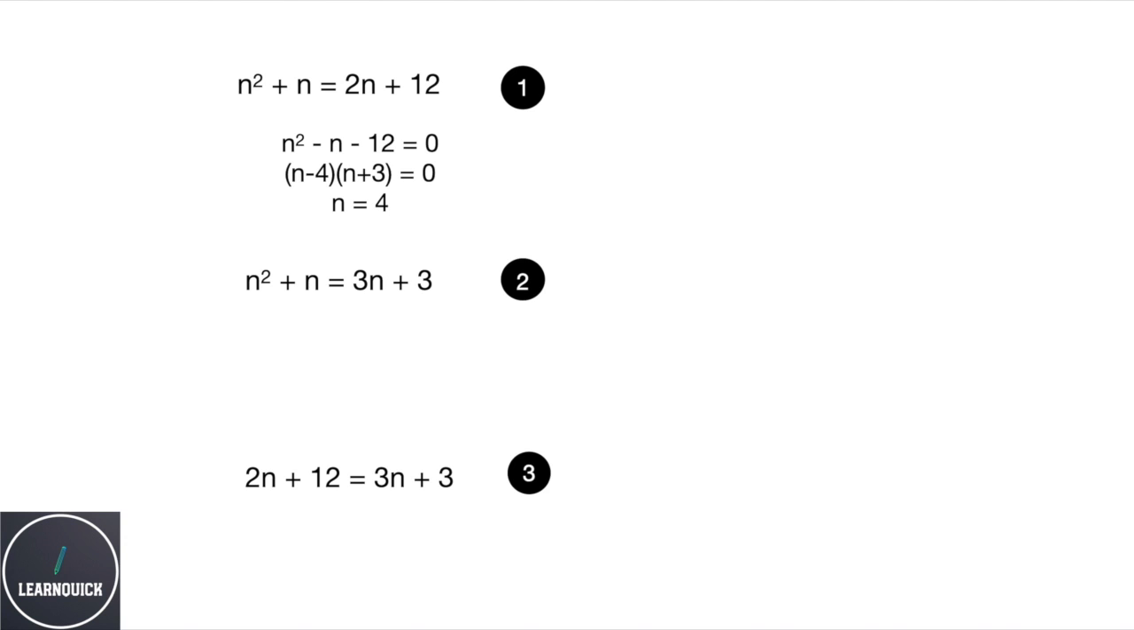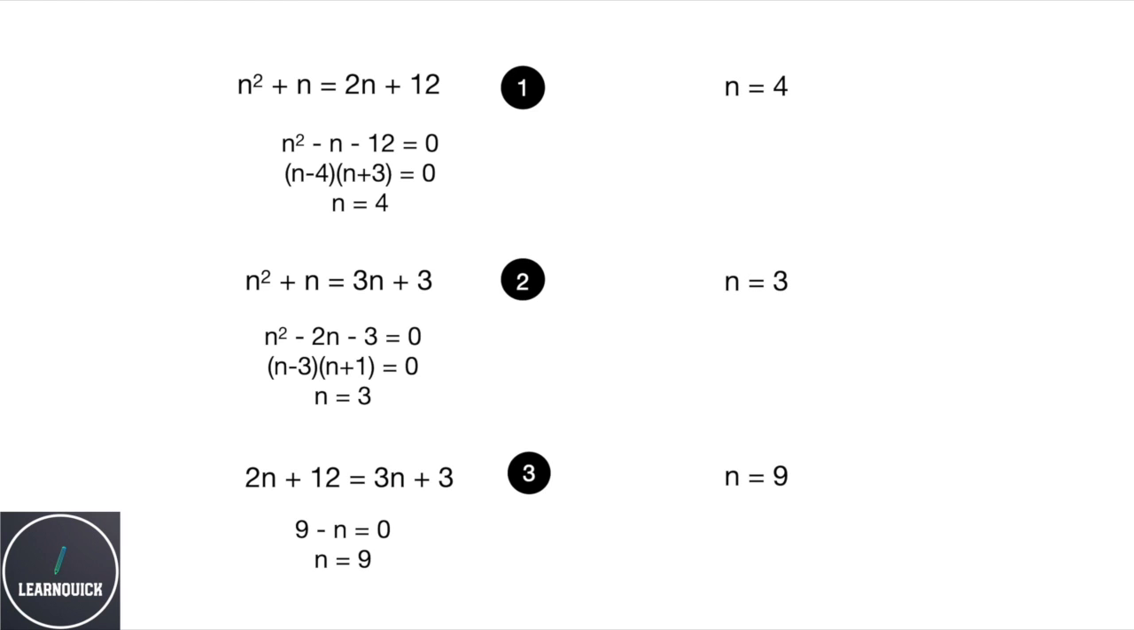So n squared minus n minus 12, by moving everything to one side, equals 0. And this factorizes to (n minus 4)(n plus 3). And as the side can't have a negative value, the only possible answer is n equals 4. Now for the second one, we do the same thing by moving everything to one side, getting n squared minus 2n minus 3 equals 0. Then factorizing it, and then getting n equals 3. And finally, for the last one, we get n equals 9.